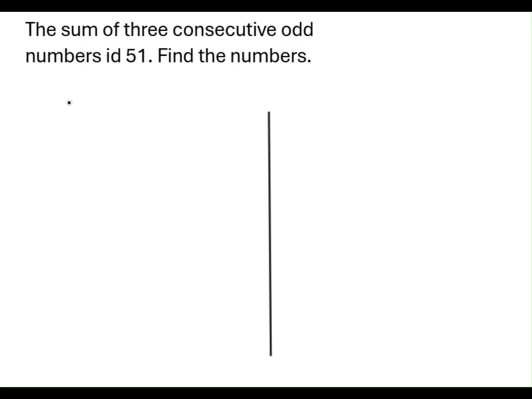Find the numbers. Now we have to take three consecutive numbers, but here the consecutive numbers are odd numbers. That means if I have 3, then the next consecutive odd number will be 5, then the next consecutive odd number will be 7. So here every time I am doing plus 2, plus 2.